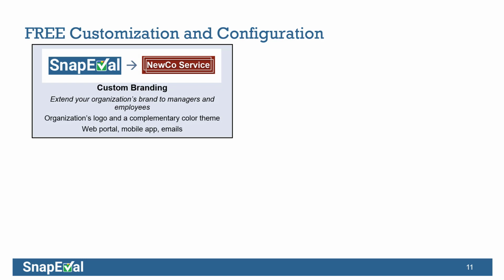Now, I did talk about customization and configuration. And one of the things that we really pride ourselves in is branding your SnapEval account with your corporate logo and a complementary color theme. So we really want this to be an extension of your brand to your managers and your employees. So instead of featuring SnapEval as the logo, it's going to feature your company's logo and a complementary color theme in both the web portal and the mobile app and in emails that get generated from SnapEval.